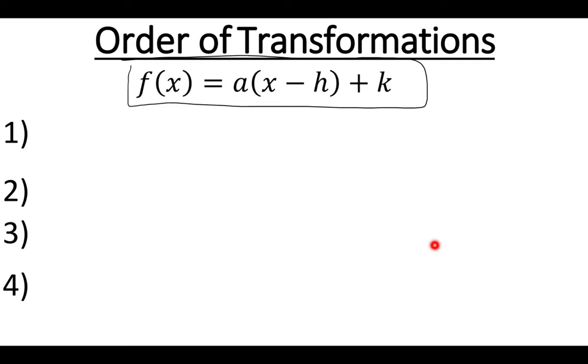For the reflections, we could theoretically have a negative in front of the a or a negative in front of the x. But given this general form here, let's say, for example, I have an equation like negative 3 times (x plus 2) squared minus 5. And I'm going to graph this using transformations, but how do I know where to start? I know I can start with the parent function, which is y equals x squared. But what do I do first?